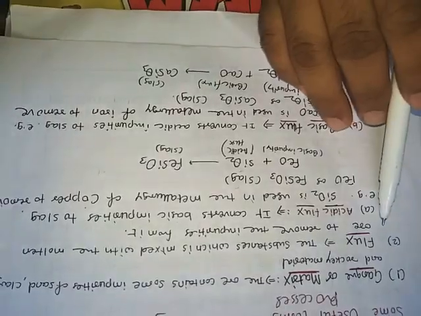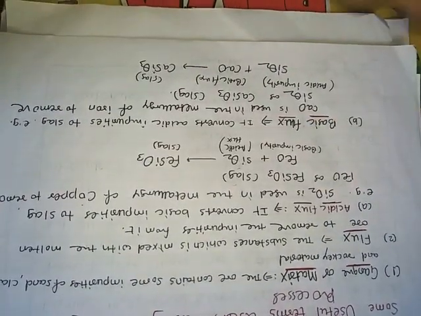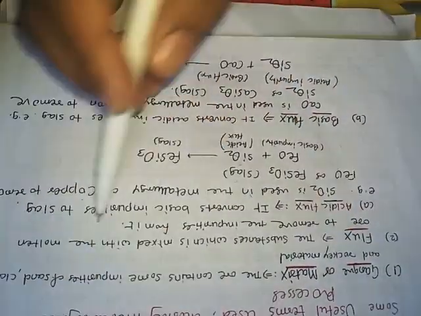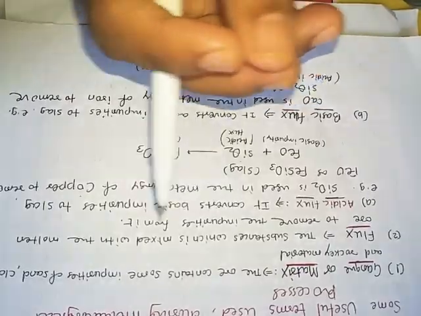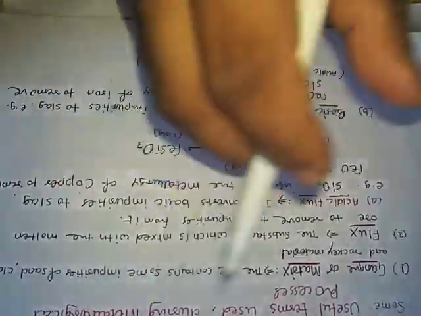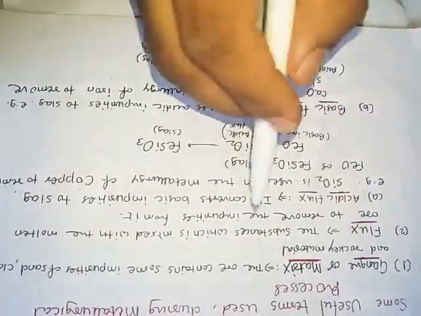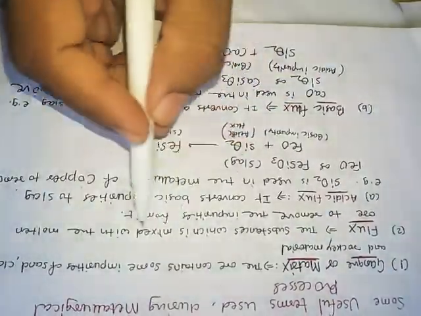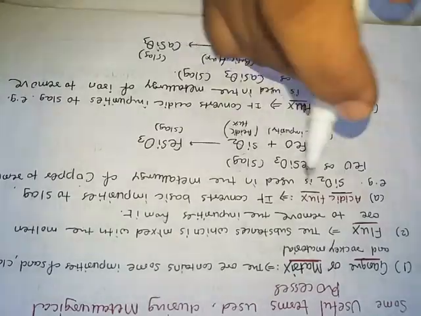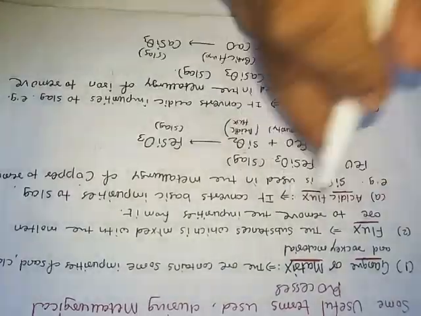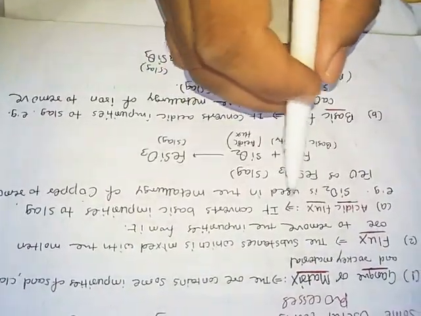Now second, flux. Flux is the substance which is mixed with the molten ore to remove the impurities from it. Molten ore means we have to continuously heat it, as you know metal will melt. From that molten state we have to remove impurities, so for that we have to add flux. There are two types of flux: acidic flux and basic flux.